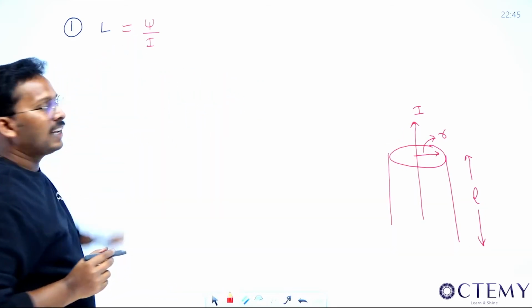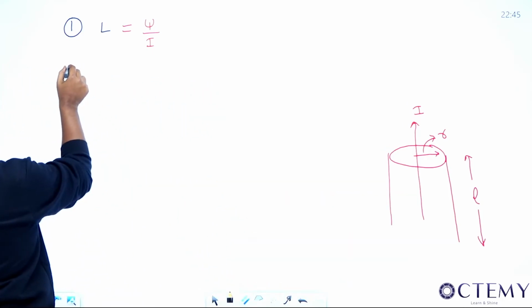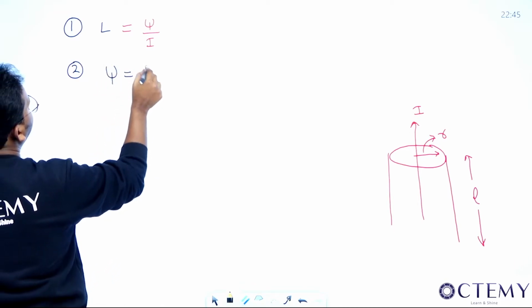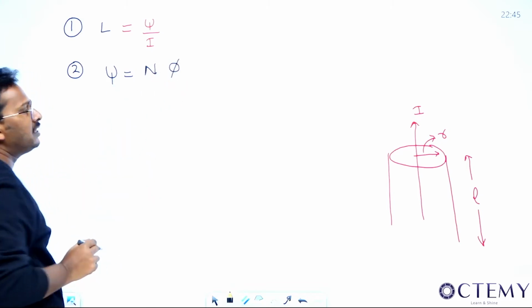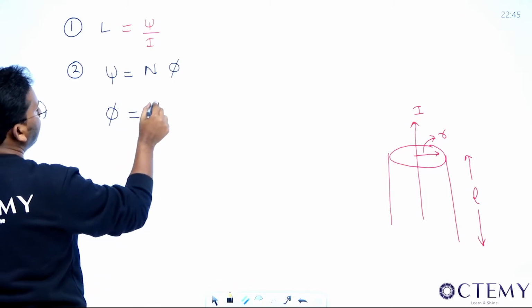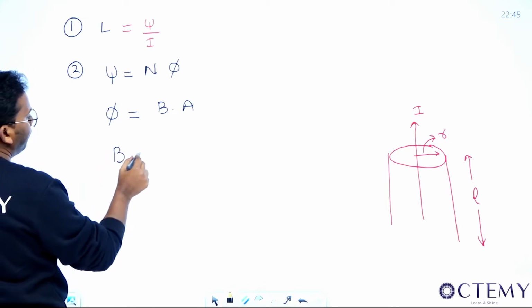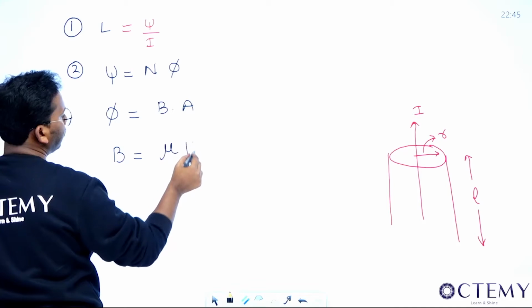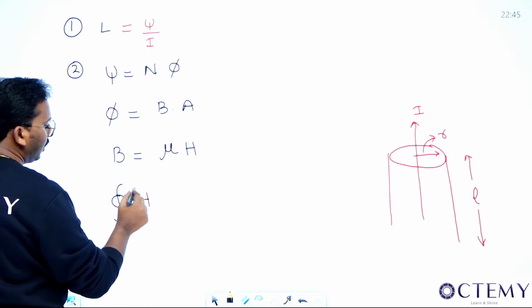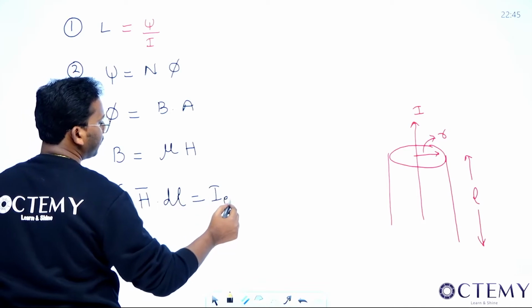Now, we don't know the flux linkage, so we'll have to find it. So how will we find flux linkage? Psi is equal to n into phi. And what is phi equal to? Phi is equal to B into A. And what is B equal to? B is equal to mu H. And how do you find H? Closed integral of H dot dl is equal to I enclosed.